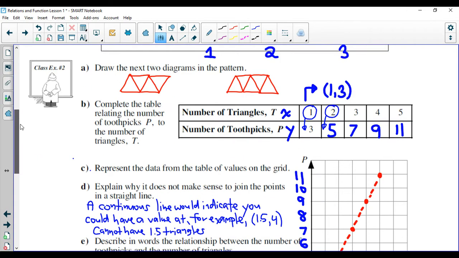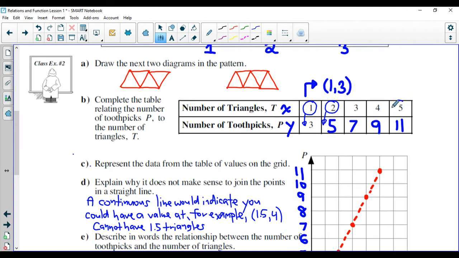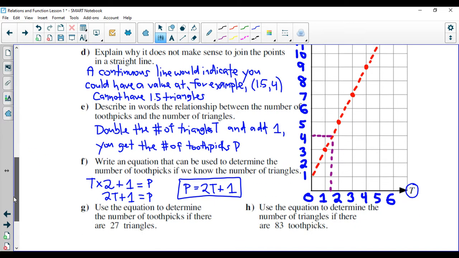Again, you can confirm that just by taking a couple of points here. If you double, for example, the number of triangles, that would be 10. Add 1, it gives you 11. If you double the number of triangles here, which would be 8, add 1, you would get 9.